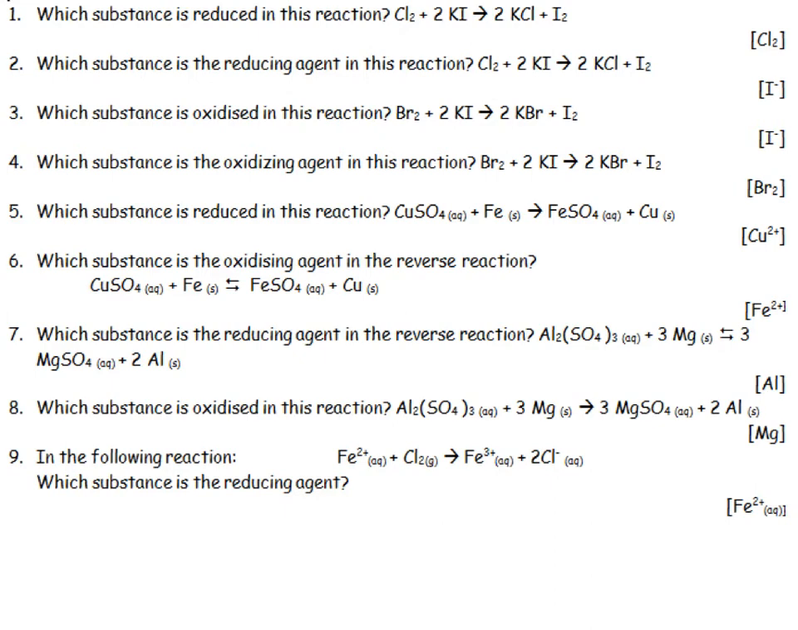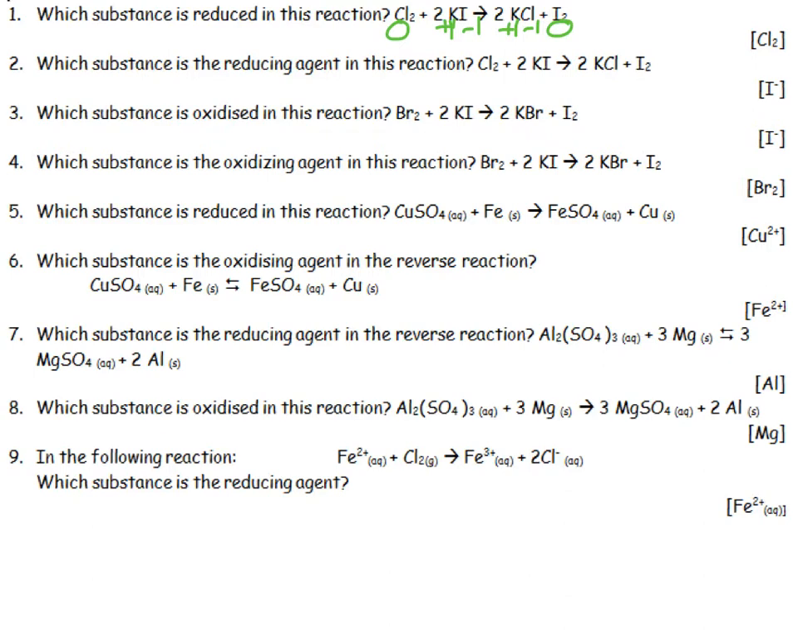Right, in each of these you need to take the trouble to do your oxidation numbers, so let's go. Which substance is reduced? Well, we've got chlorine on its own, so it's 0. Iodine's on its own, so it's 0. Potassium's in group 1, so it's +1. Iodine's in group 7, -1. Potassium +1, -1. So we can now look at oxidation and reduction.